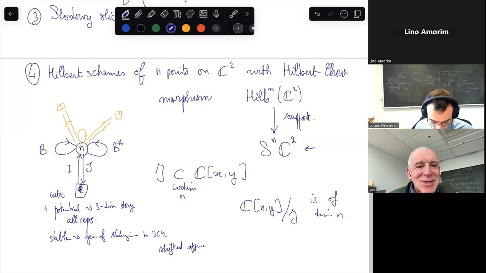Does it have anything to do with spiked instantons? Yes, kind of. Exactly. That's part of the title of our paper. Okay, it was in my memory somewhere. Exactly. Yeah, but it's three-dimensional.